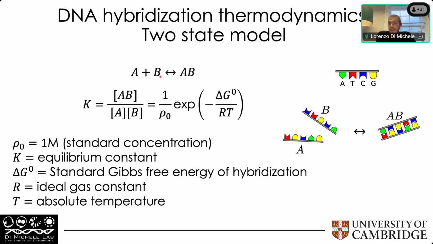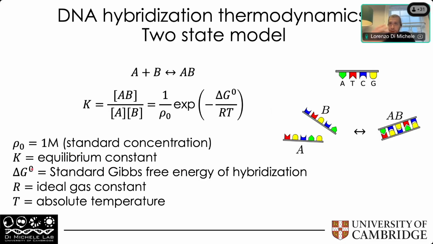This is called the two-state model, where the two states are either the things are bound or the things are unbound. Under this very simple model, you can write down this as a chemical equation. You can write down an equilibrium constant for this chemical equation, and you can link the ratio of the concentration of the AB duplex and the individual A and B strands to a free energy of hybridization through an exponential factor. And this free energy of hybridization, of course, is a Gibbs free energy. We call it the standard Gibbs free energy of DNA hybridization.